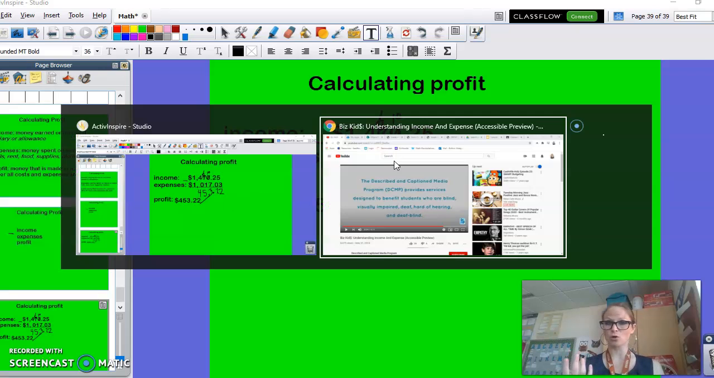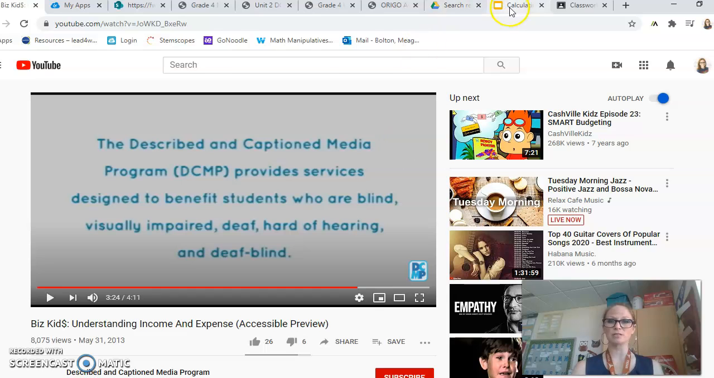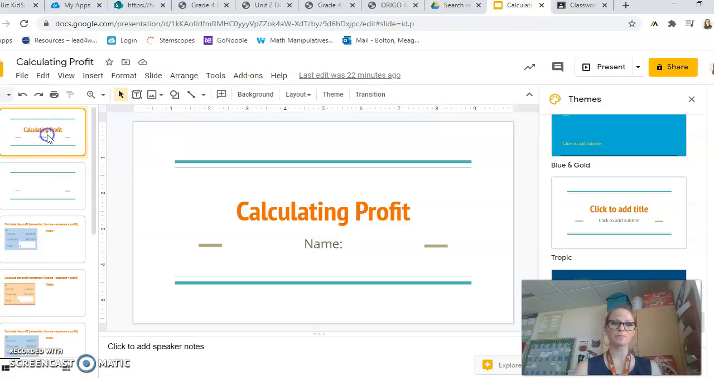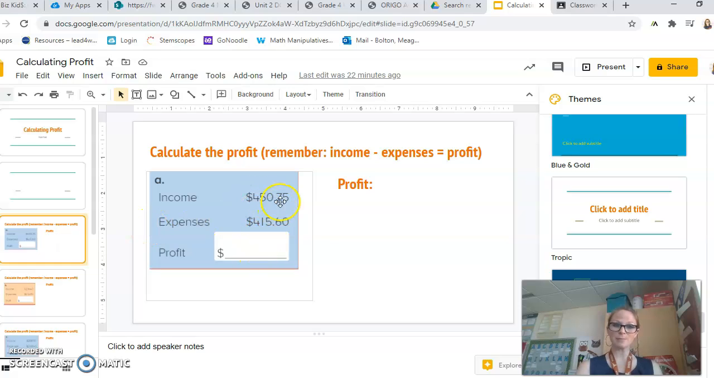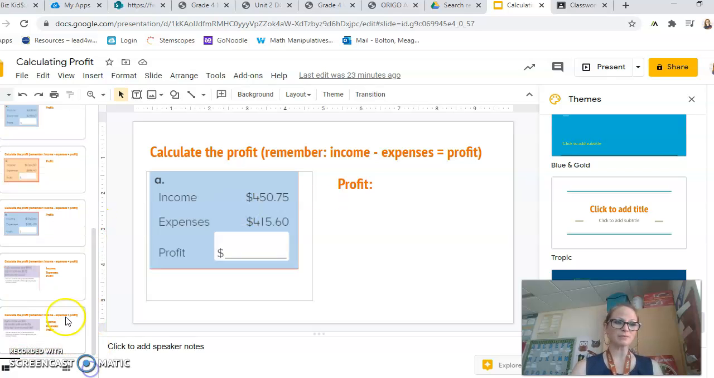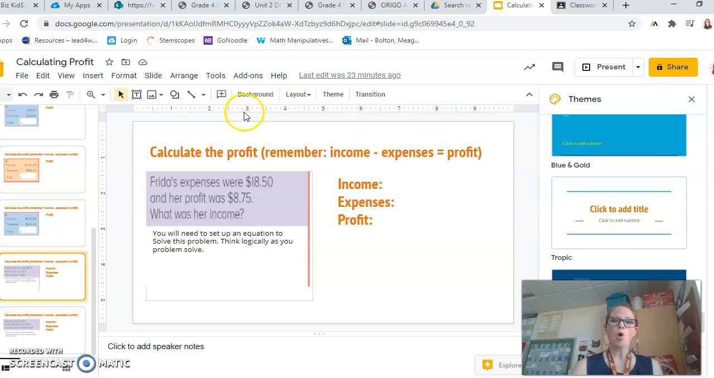What you guys are going to do to show your understanding of calculating profit, you have this calculating profit activity. You're going to make sure to put your name on this first slide. And then you've got some examples of income and expenses. I recommend that you solve this in your journal and then just type the profit in here. That's how we'll know that you have done your work, okay?